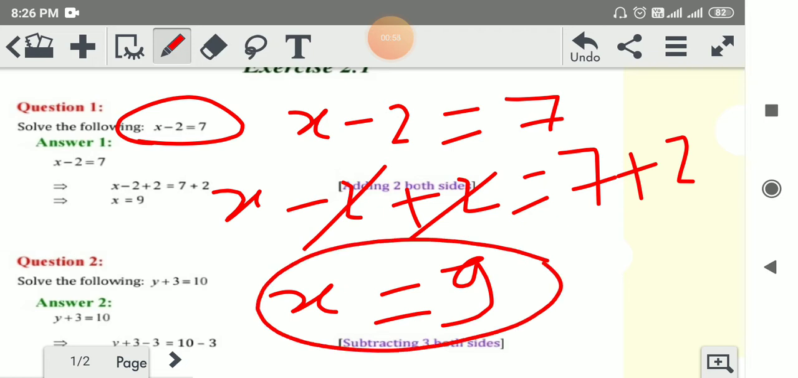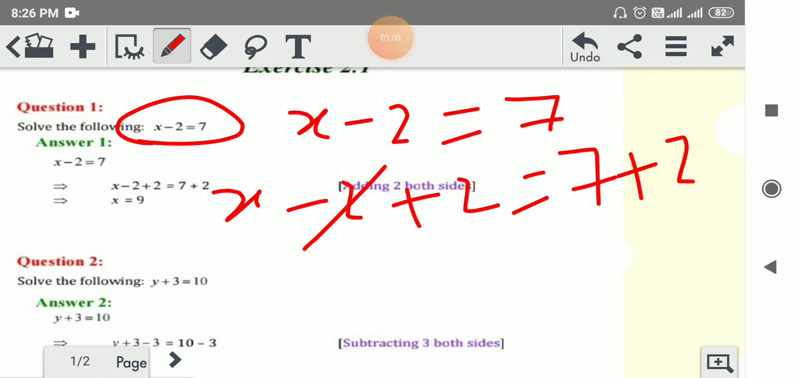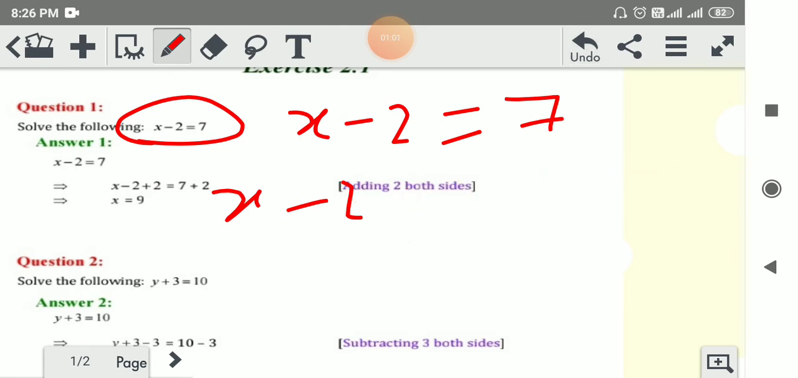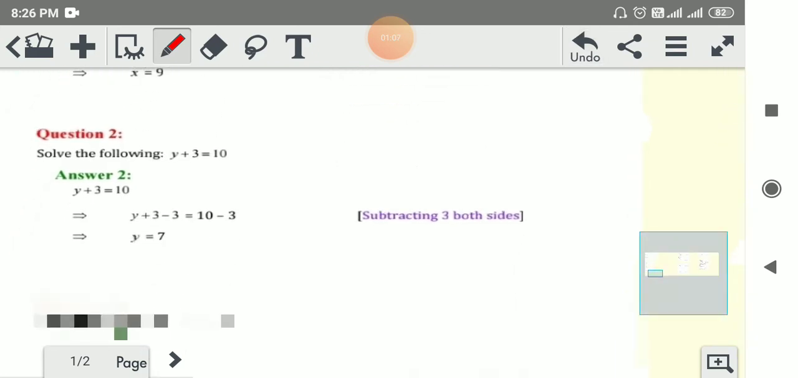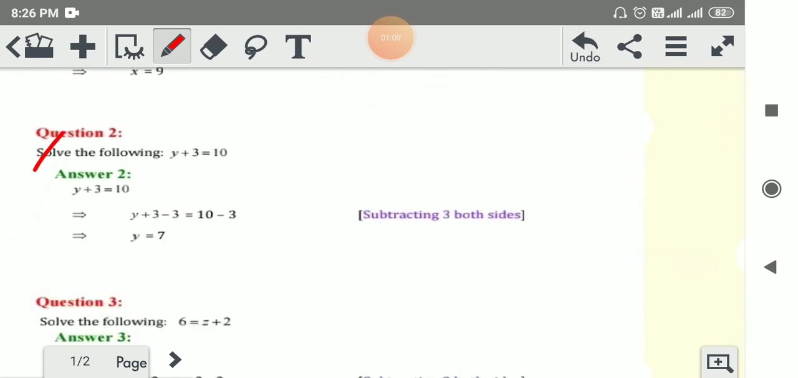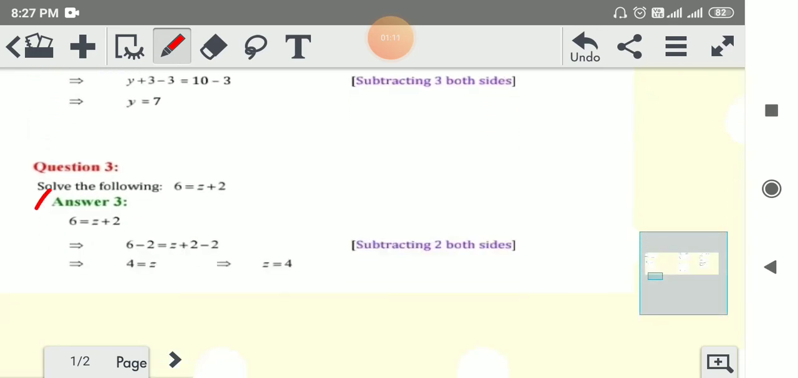This is the value of the first question. This is the answer. So we get x is equal to 9. Again, question 2 is the same as question 1. Question 3 is the same as questions 1 and 2.